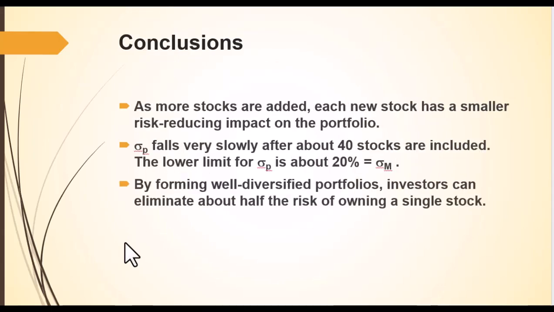So what are our conclusions? As more stocks are added, each new stock is going to reduce risk, but at a smaller impact. So risk falls very slowly after about 40 stocks. So you would think that if 40 stocks gave you the least amount of risk, then investors should own 40 stocks in their portfolios. If you can create a well-diversified portfolio, you can eliminate about half the risk of owning a single stock. So this is very important.